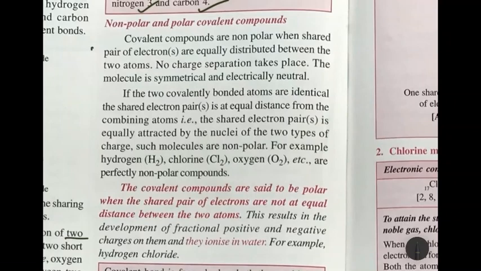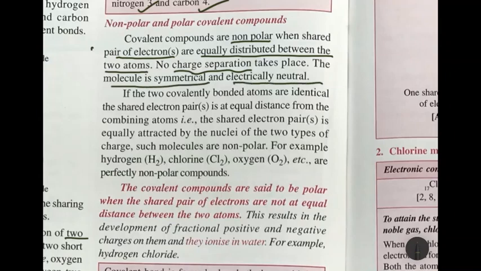Now next we move on to non-polar and polar covalent compounds. Covalent compounds are non-polar when the shared pairs of electrons are equally distributed between the two atoms. There is no charge separation and the molecule is symmetrical and electrically neutral. For example, chlorine, hydrogen, oxygen, they are sharing equal numbers. Hydrogen has 1 electron in its outermost orbit, so it is sharing 1. Chlorine has 7, so it is equal. Oxygen has 6, so it is equal. So these covalently bonded atoms are identical.